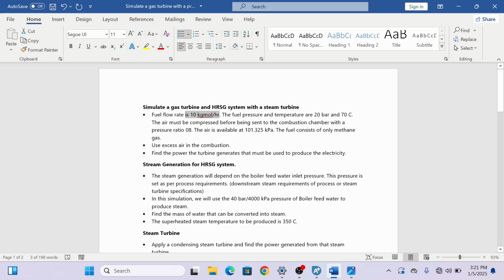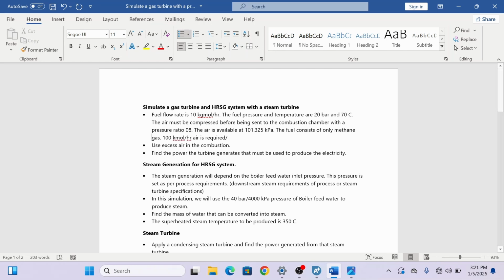It is easy, you can calculate the stoichiometry. I had calculated the stoichiometry. It is 100 kg mole per hour of air that is required.